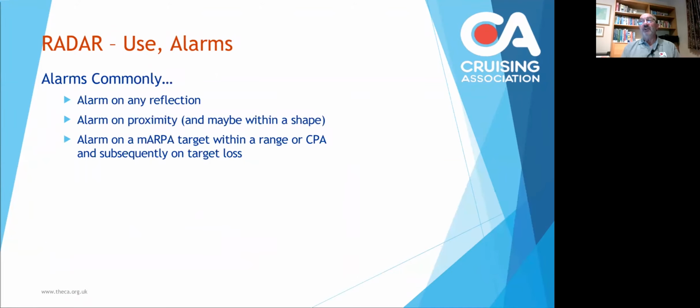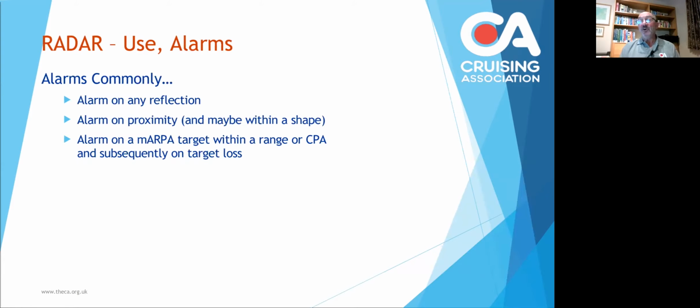So the other thing with radar is alarms. You can usually set alarms on your radar that will give you a warning signal if it sees any reflection. But of course, the risk with that is that it might give you an alarm on something that actually isn't there. Because one of the problems with radar sometimes is it picks something up just because it's a reflection of a big wave or something like that.